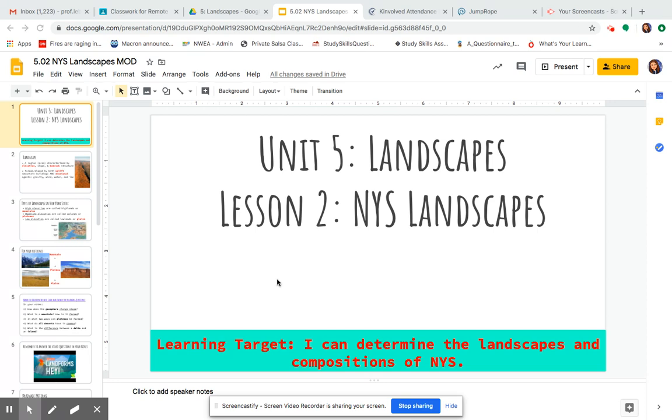Today we're going to be going through New York State landscapes. Last lesson we learned about topography in general, but today we're going to look specifically at New York State landscapes. Our learning target today is: I can determine the landscapes and compositions of New York State. So let's get into that.